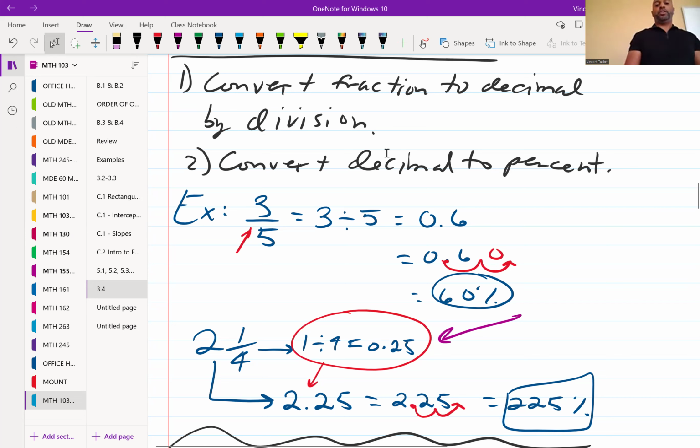It's just that the two, the whole number, is to the left of your decimal, and the 0.25 is to the right of your decimal. That's the 1 divided by 4, the 1/4. Remember I was saying right here, fraction 3/5 is the same thing as 3 divided by 5. So 1/4 is the same thing as 1 divided by 4.